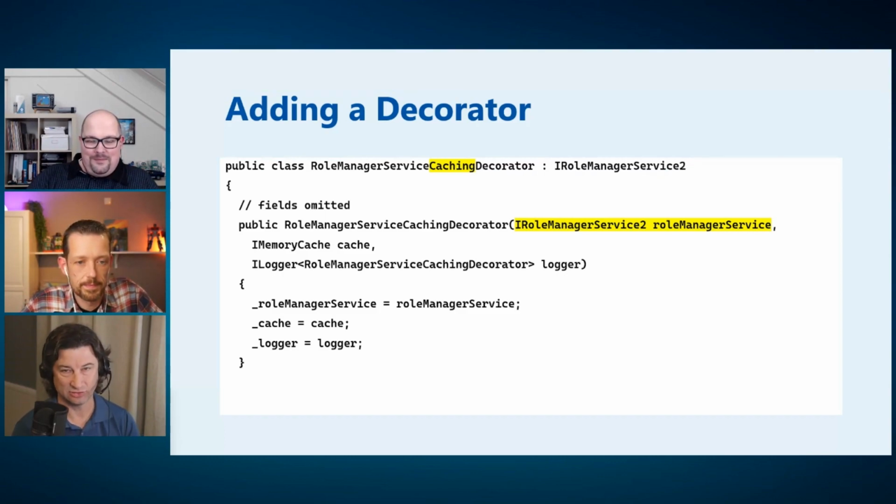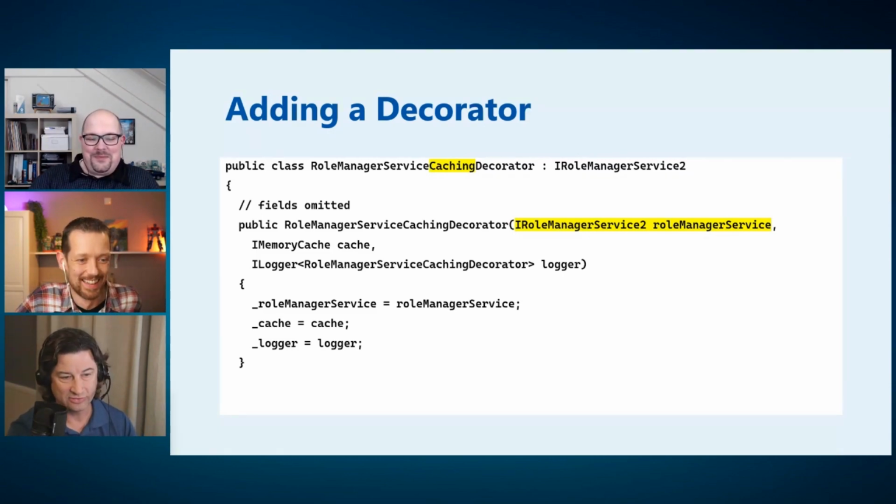As the DI service tries to create an IRoleManagerService2, it's going to say, oh, I know how to do that. I'll just give you one of these decorators. Let me see. What does that need? Oh, it needs an IRoleManagerService2. Well, I know how to create that. I just need this decorator here. Right? And it's IRoleManagerServices all the way down.